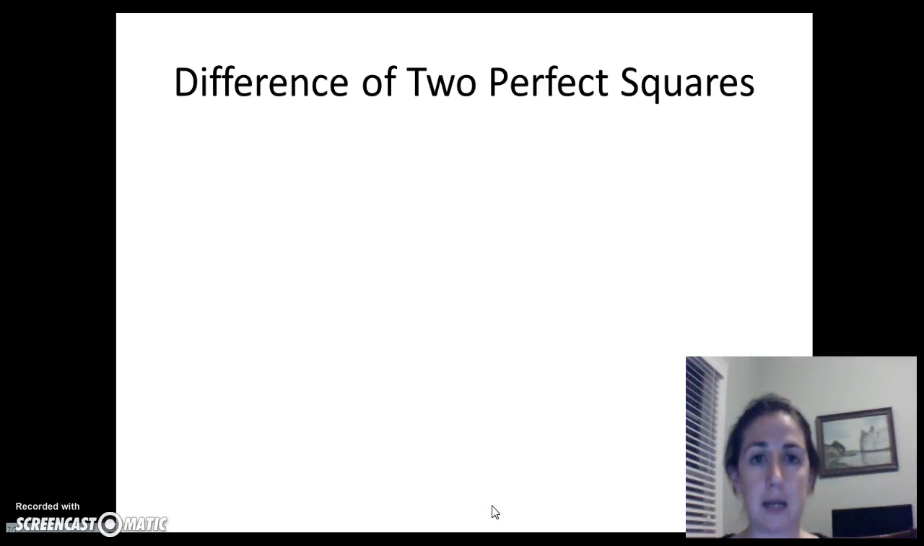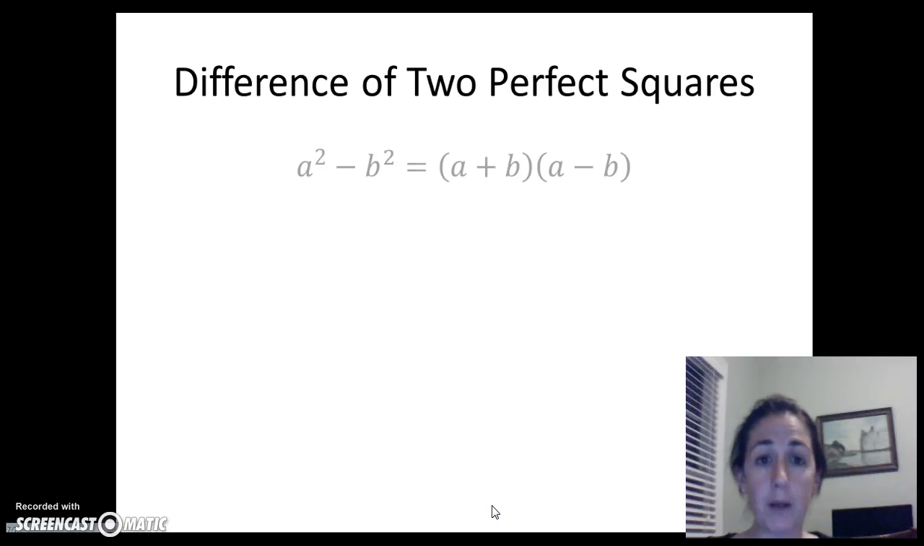X squared is x times x. X to the 4th is x squared times x squared. X to the 10th is x to the 5th times x to the 5th. So any variable to an even power is also a perfect square. The formula for a squared minus b squared, the difference of two perfect squares, you take base 1 plus base 2 times base 1 minus base 2.